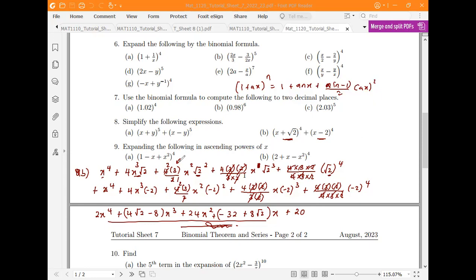Okay, so question 9. Question 9, you treat the first number as a, but treat this one as your a, then the whole thing as your b. And you can actually expand one to a, the power 4 first, and then come back where there is a, substitute x squared minus x.